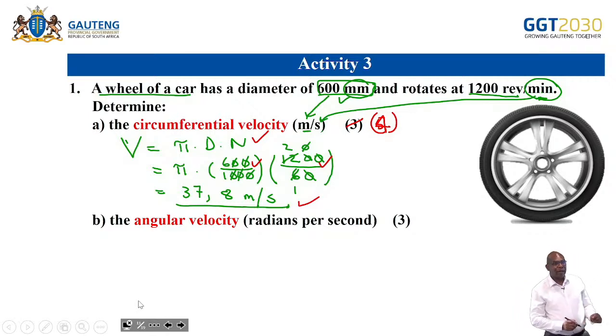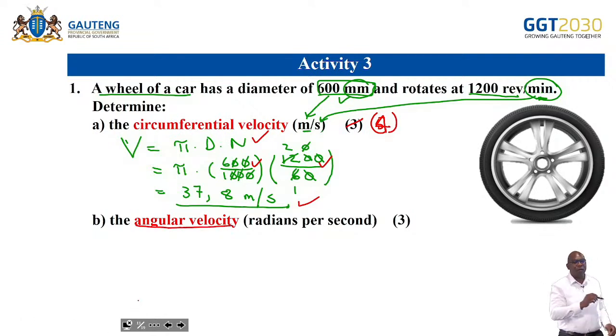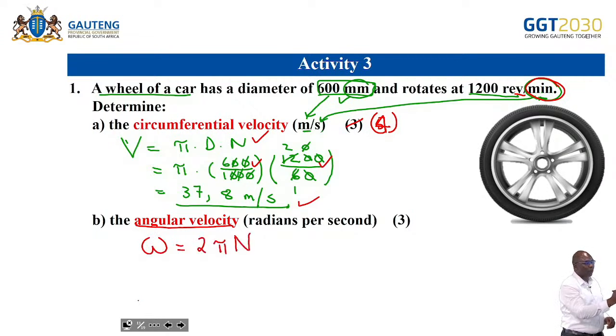Okay, right. Let's see what you have done with the angular velocities. Now, with the angular velocity, as I said, the answer must be in radians per second. So here we are given revs per minute. So what should we do there? We must change that to seconds. So remember, our formula is omega equals 2 pi multiplied by the number of revolutions.